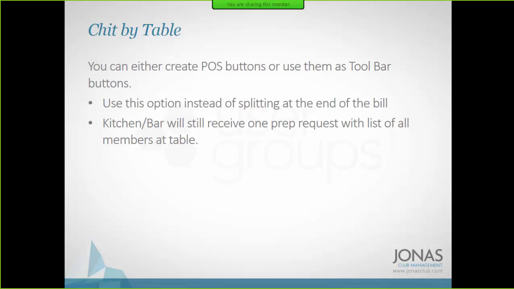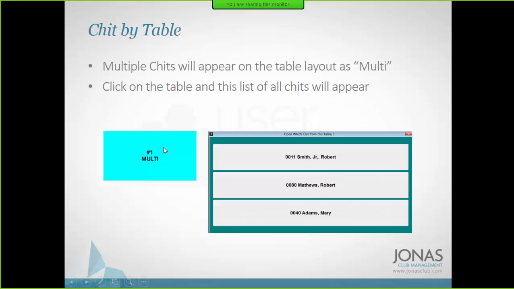Now these can be set up either as buttons on the menu or on the toolbar across the top of the point of sale. So they can be put either place or both places. If you're using table layout, then obviously if I have 4 tickets open at that table, I can't show all 4 on the table, so you'll see something called multi. And when you click on the table, it would then list all the individual chits at that table.